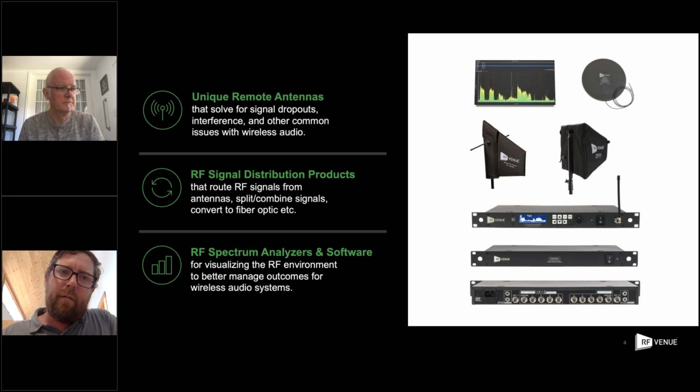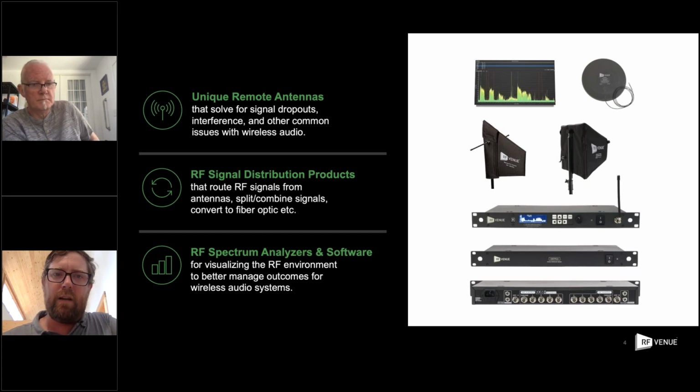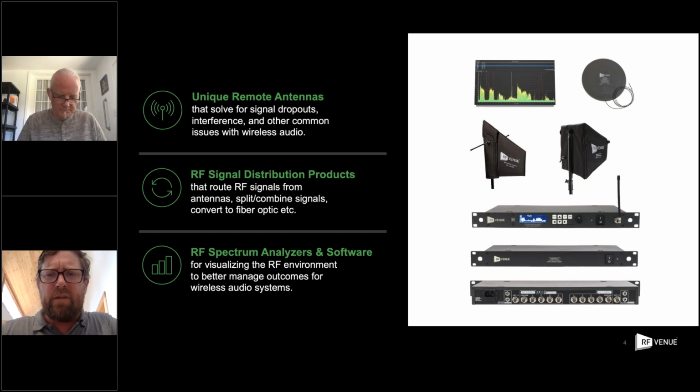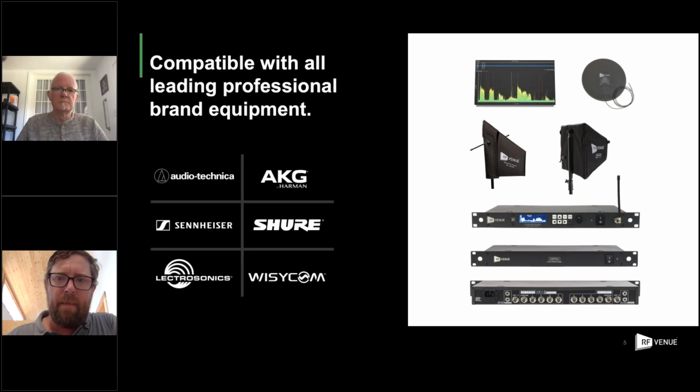The product line from RF Venue is batched into 3 categories. Our remote antennas, like the Diversity Fin, which is pretty popular, a polarization diversity antenna. Then you've got the signal distribution products that will route your signal from point A to point B, splitting, combining, fiber conversion, all that. And then spectrum analysis and software is the third bucket of tools that we offer, and that's where we're going to be looking today.